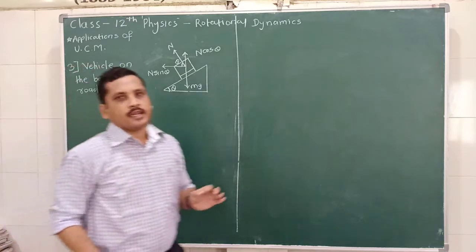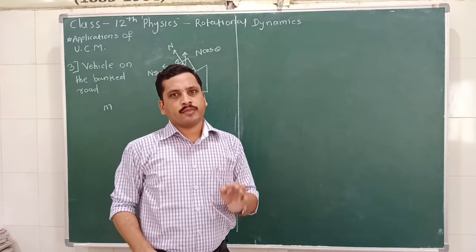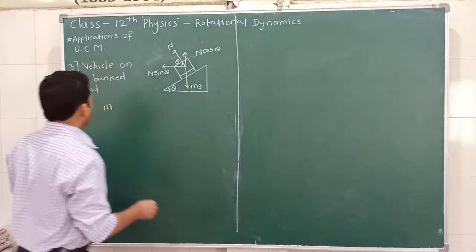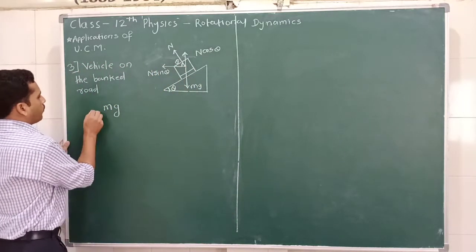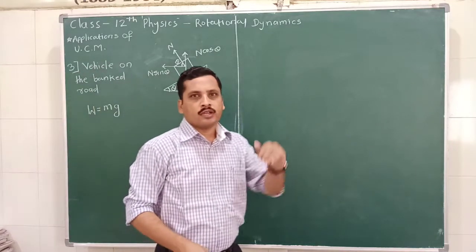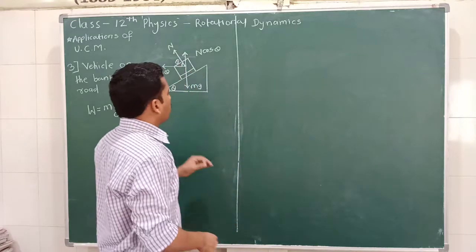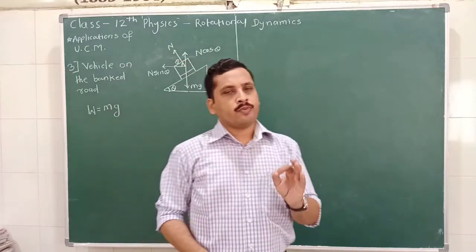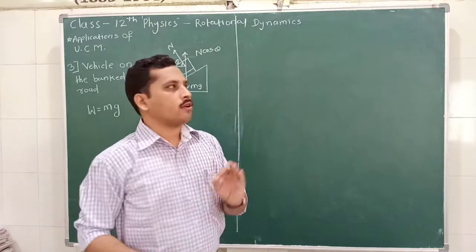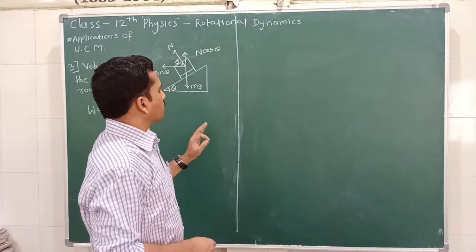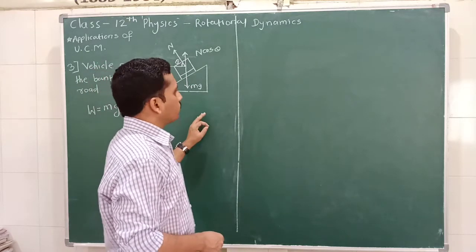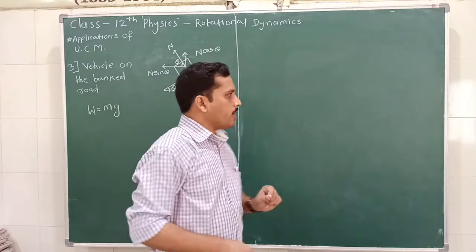The weight of the body is directed in the downward direction. What is the weight of the body? The weight W is equal to mg, acting in the downward direction. Now, one thing should be remembered: we cannot take frictional forces into account, because this equation is derived only for the normal force and the weight of the body.